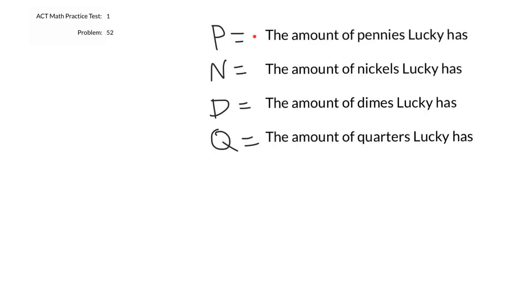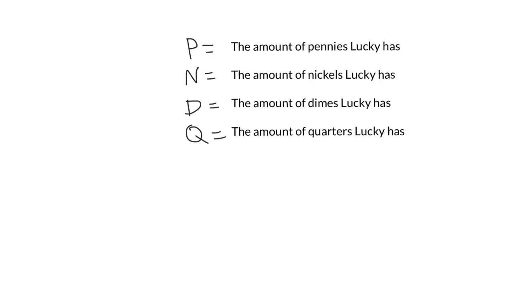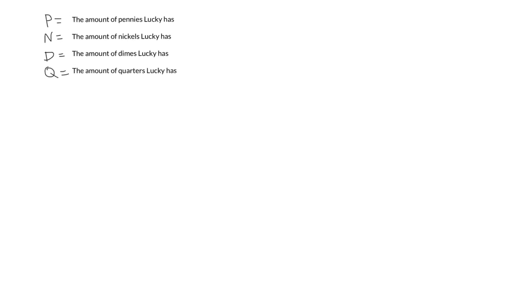So we're going to say that P represents the amount of pennies Lucky has, N represents the amount of nickels Lucky has, D represents the amount of dimes Lucky has, and Q represents the amount of quarters Lucky has. And we're just going to set that information off to the side and set up the equation that I was talking about.